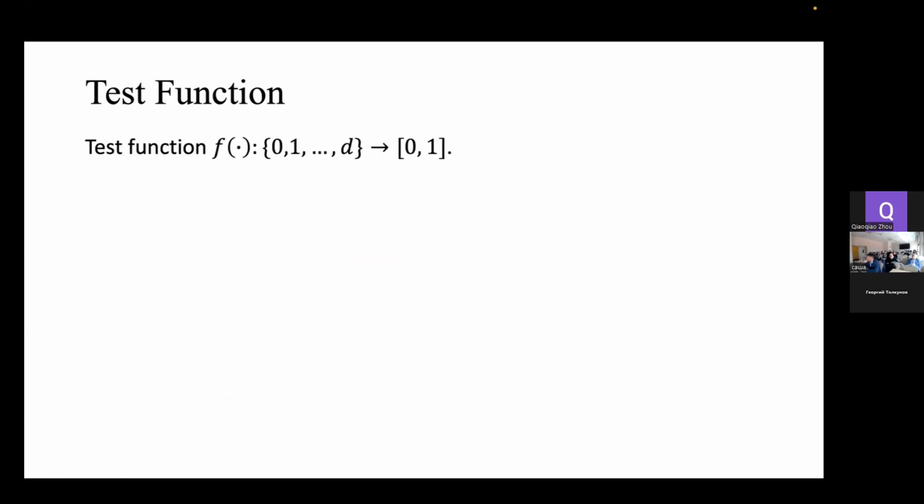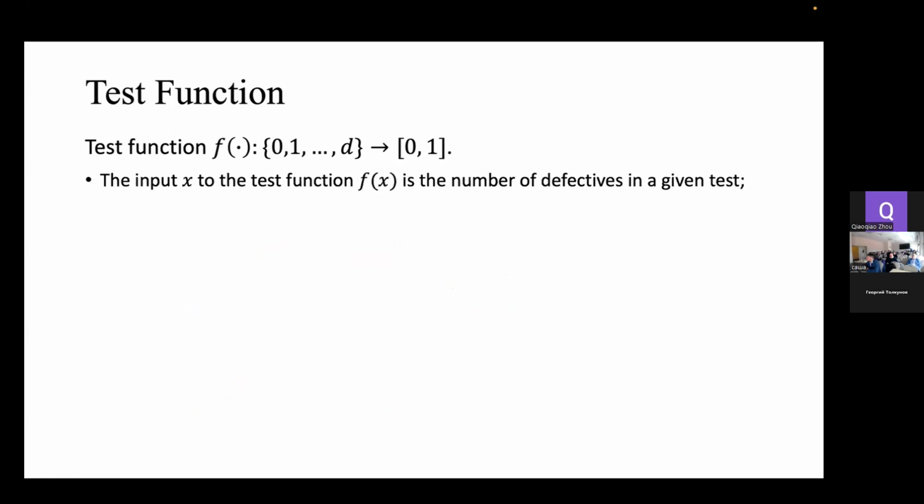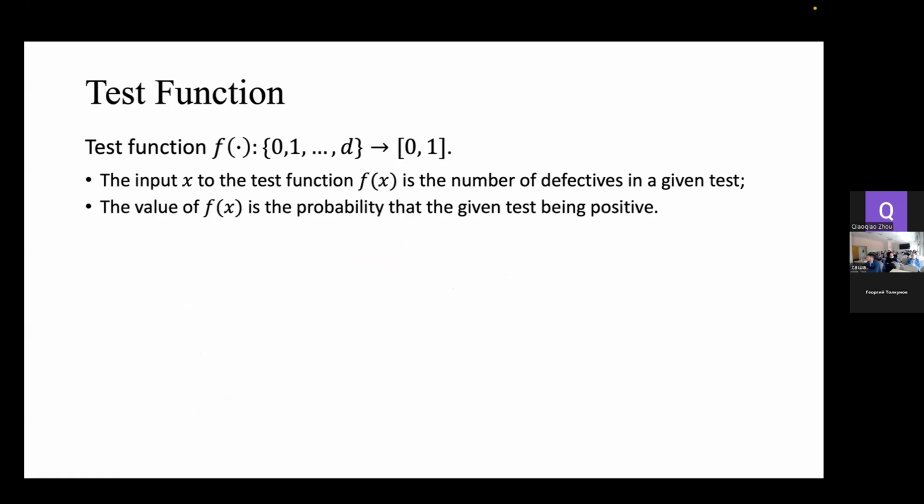So a test function is a mapping from the number of infected persons to a value between 0 and 1. The input to the test function is the number of defectives in a given test. The value of this function is the probability that the given test is positive. For classical group testing, our test function is a step function, right? Because in classical group testing, the test result is positive as long as there is at least one defective person.